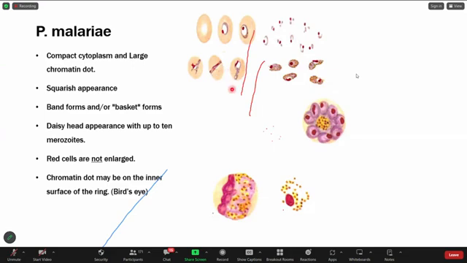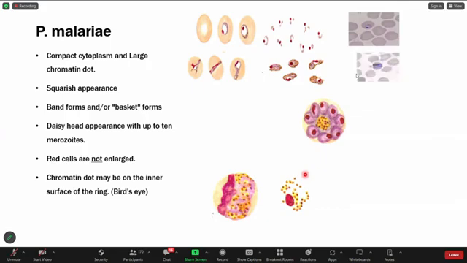That is a parasite that appears to be across a red blood cell. Then there is also a feature called the basket form, where the cytoplasm is surrounding the chromatin dot, so that the parasite looks as if it is a shopping basket, like this one here. They also refer to it as bird's eye. It looks like the eye of a bird, also like a shopping basket with a handle.